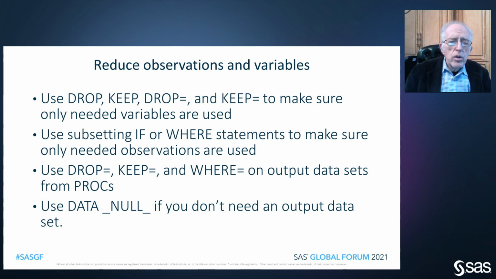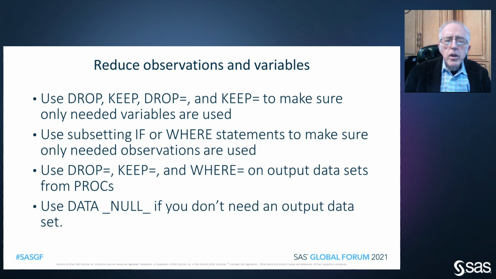Now, this is for the variables. For reducing the number of observations or the number of records, we can use the subsetting IF, where we say IF A equals B; and it'll drop everything else. And we can use the WHERE statement to make sure that only needed variables and only needed observations are used. In that way, we won't be dragging around things that we don't need and that could interfere in the future.